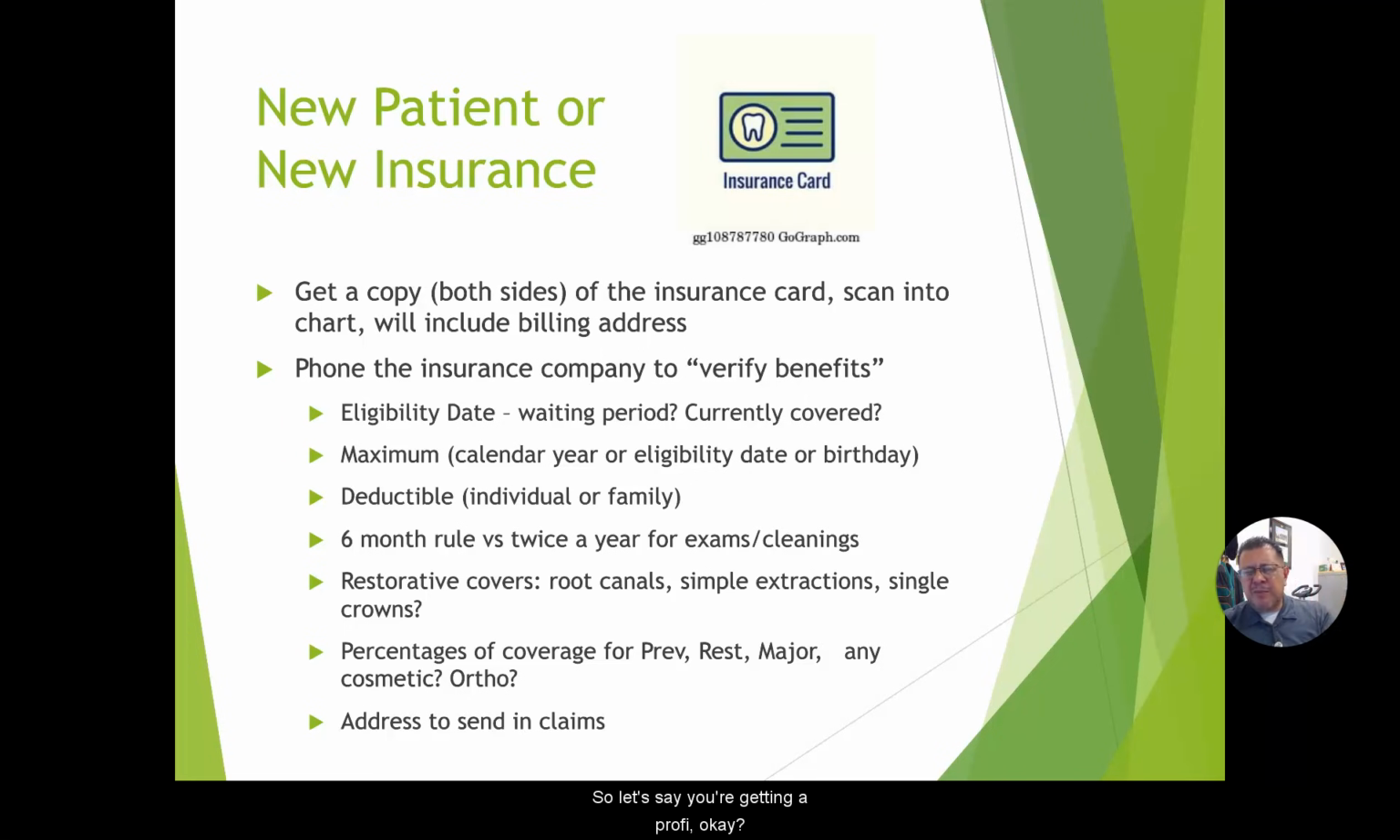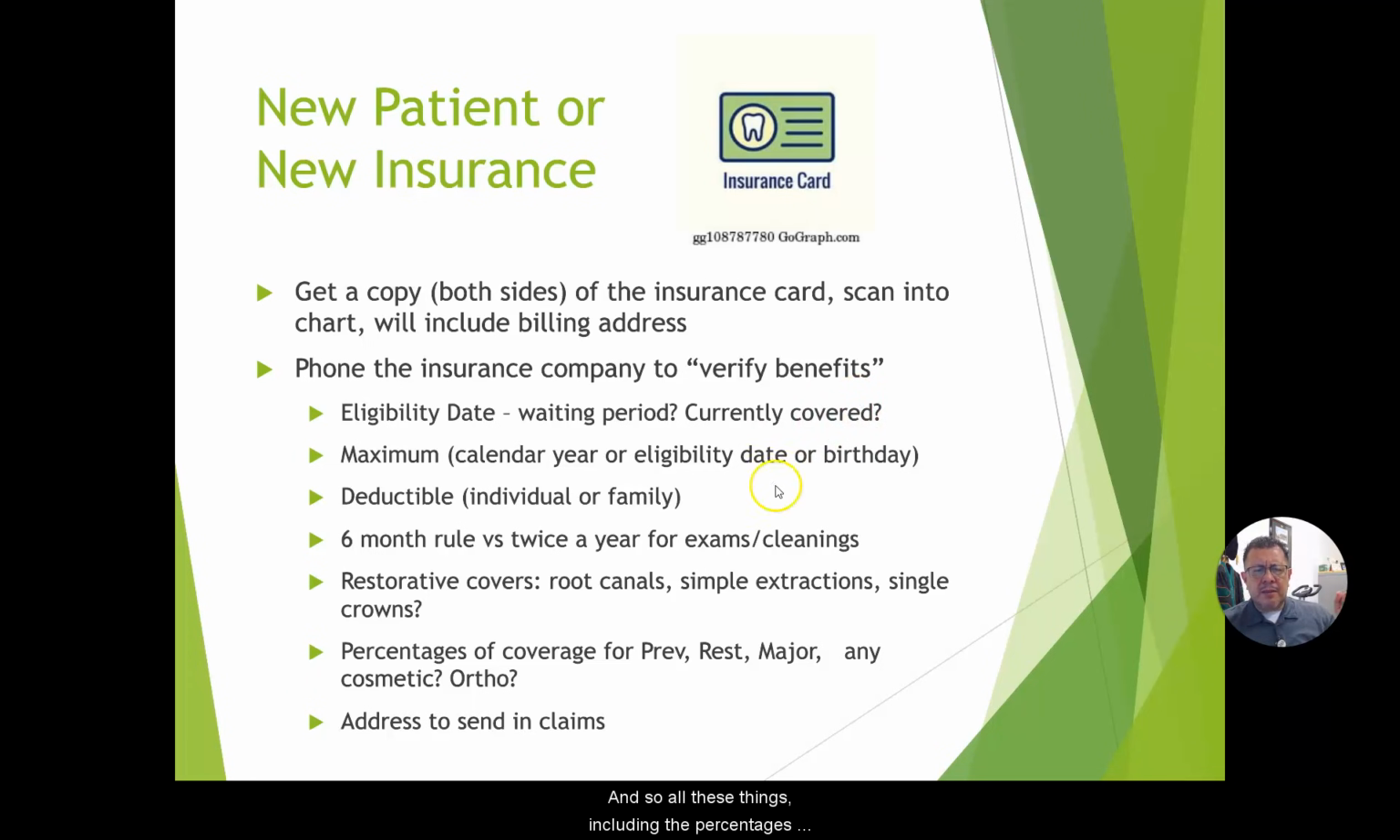So let's say you're getting a prophy, okay? And so you have to wait 6 months till the next prophy is covered. But there's also the twice a year. The twice a year can be at the beginning of the year, both, or maybe 6, 7, 9, 10 months apart. It can also be, I don't know why anybody would ever do this, but December 30th, you get a prophy. December 31st, you get another prophy. You can do that. It's just twice a year.